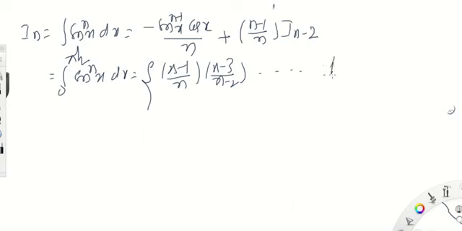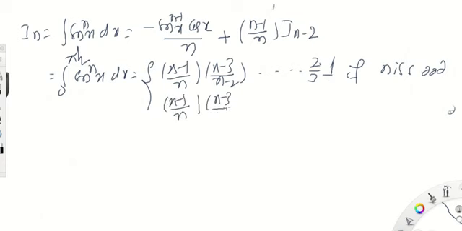If it is odd, the last factor is 1 into 2/3. If you take the same result, (n-1)/n into (n-3)/(n-2) and so on, if it is even, with the pi/2 factor, the last number is 1/2 if n is even.